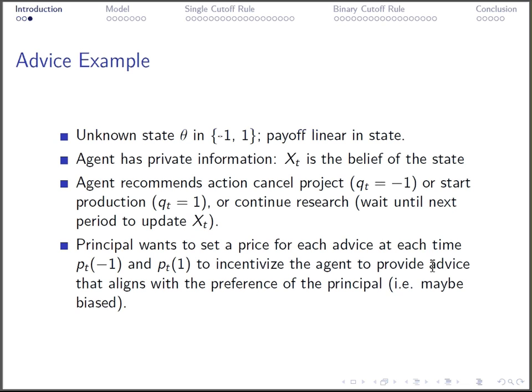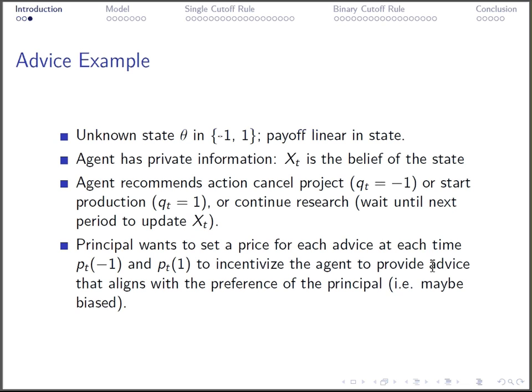The second example I'm going to give is called the advice example, where there is an unknown state theta. It's either -1 or 1. I will tell you why it's not 0 and 1 later. And the payoff should be linear in the state in this example, and the agent has private information in the form of a belief of the state, which is denoted by x_t, and the agent would recommend an action. The agent gives one of two possible recommendations. One is canceling the project. The second one is starting production, and let's call it -1, 1. Or the agent could continue research, basically means wait until the next period.